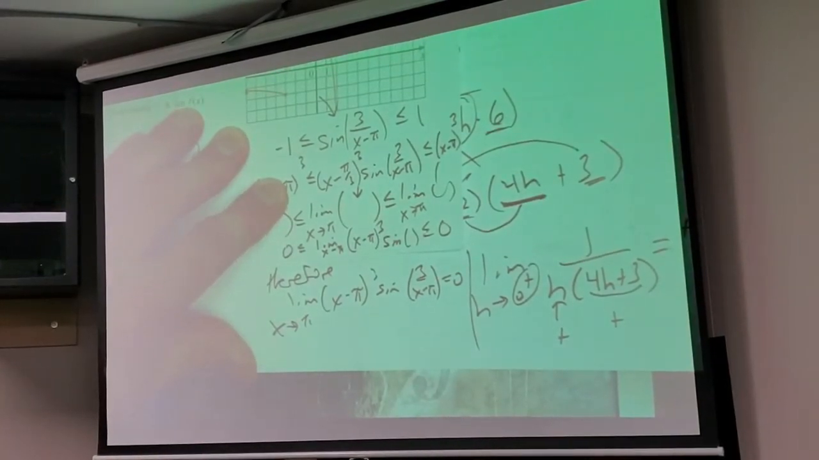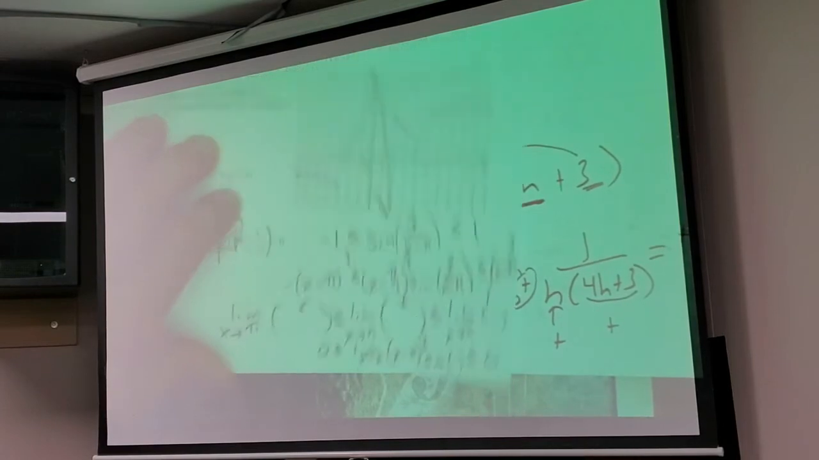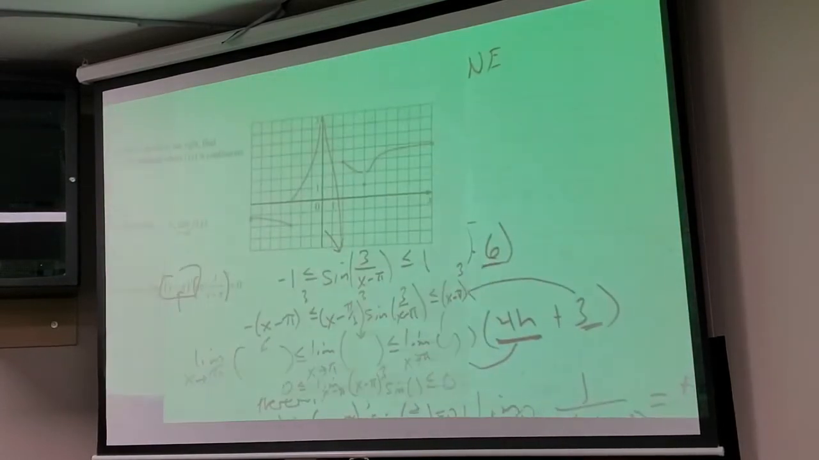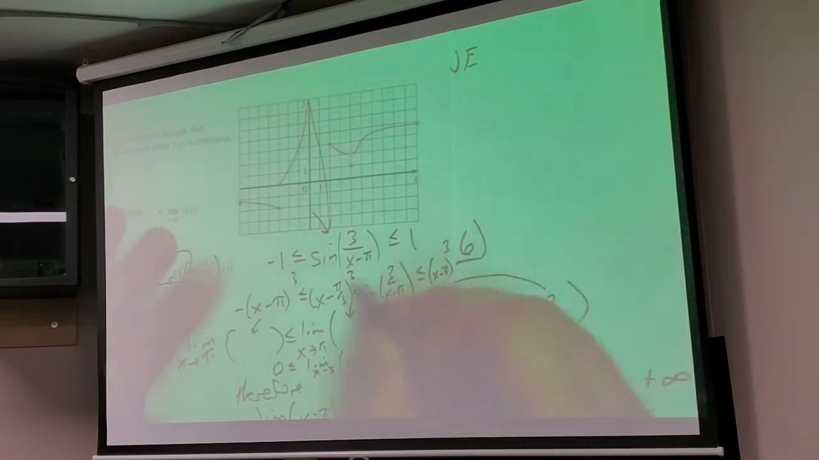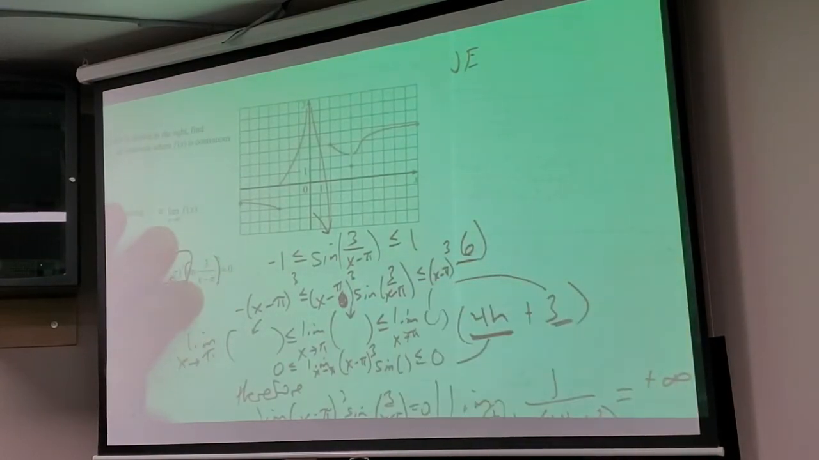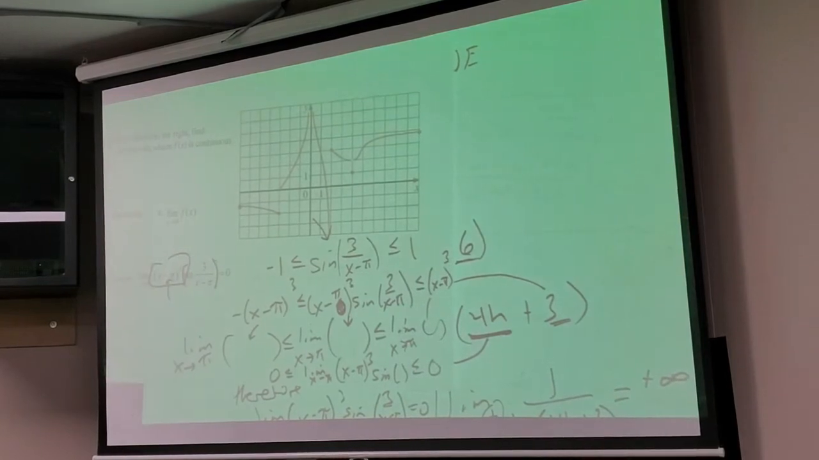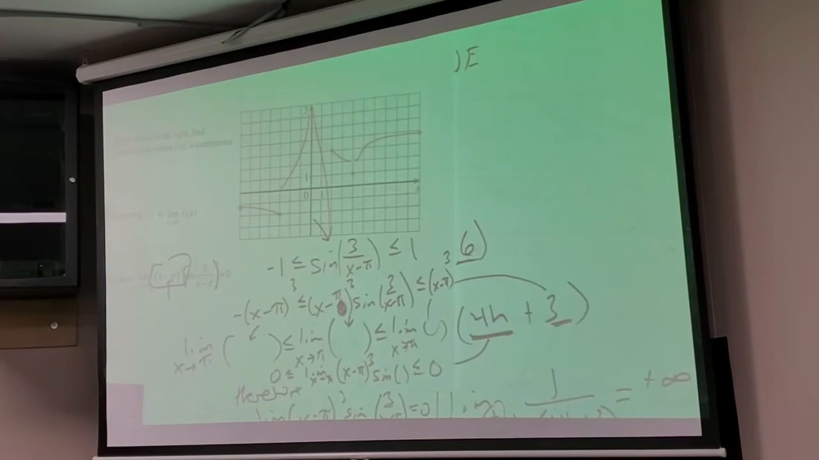I like it. I like it. Yes? Where'd you get pi over 3 in the second? Oh, I have no idea. I'm sorry. That's me writing as I'm thinking about the next step. So it's supposed to be (x minus pi) cubed.